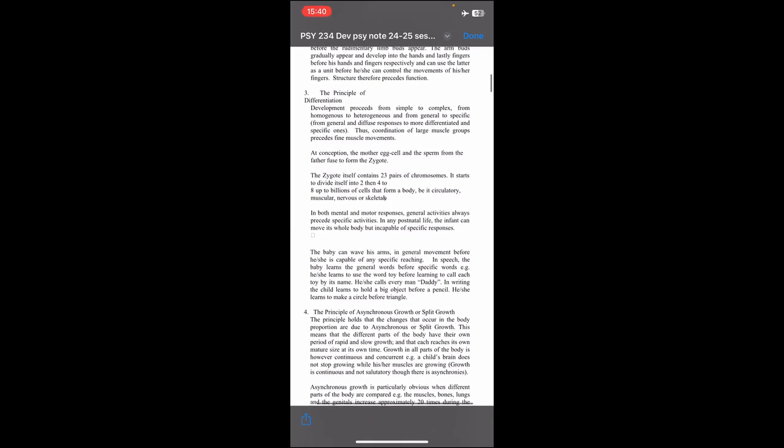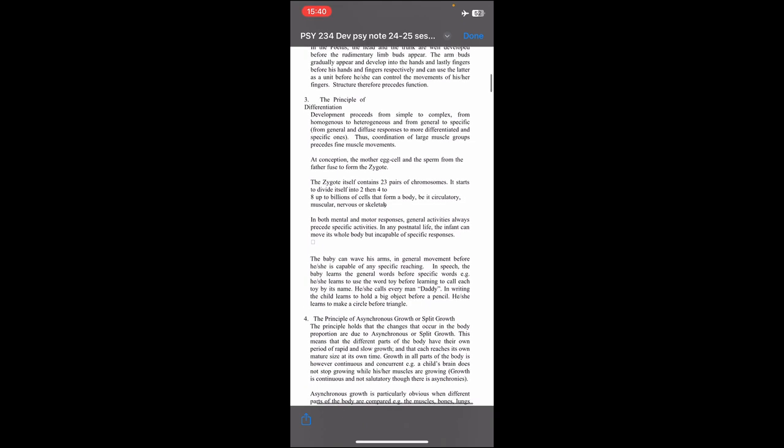Now, this principle of differentiation, it will make sense when you think about it. The body doesn't say, let me create the system first, then let me create the heart, then let me create tissues, then let me create cells. No, it goes from the easy part to the complex part. So it goes from cells, then it forms tissues, then it forms organs, then it forms systems, then you are formed. Do you get? So it goes from easy to complex.